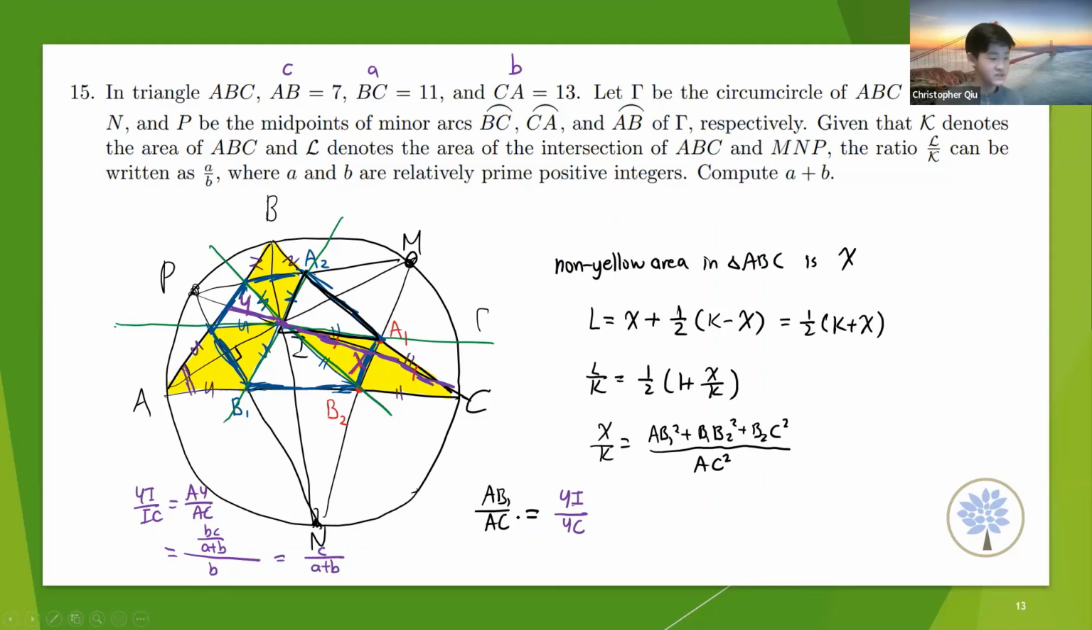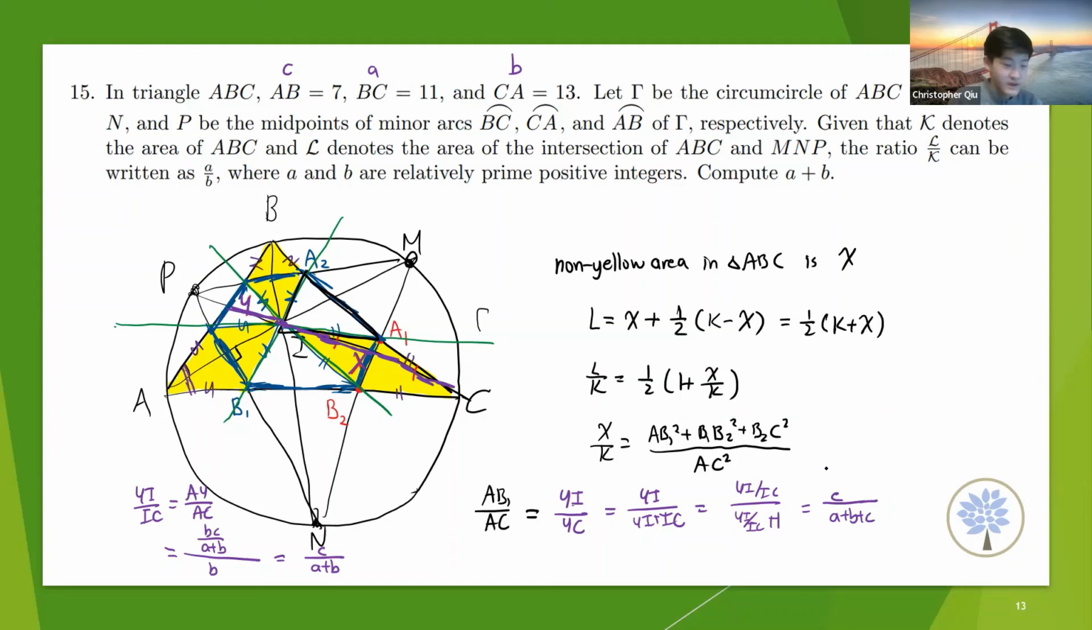But if YI over IC is C over A plus B, then YI over YC is just YI over YI plus IC. So that's C over A plus B over C over A plus B plus, or let's write it this way, YI over YI plus IC. So it's YI over IC over YI over IC plus 1. And this is equal to C over A plus B over A plus B plus C over A plus B. And we can calculate this easily to be C over A plus B plus C.